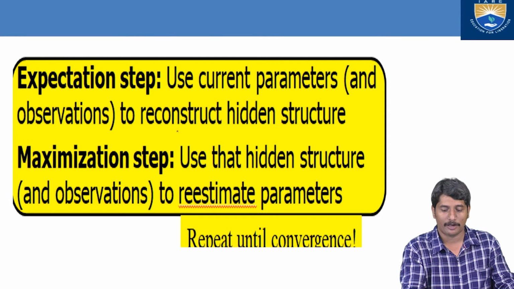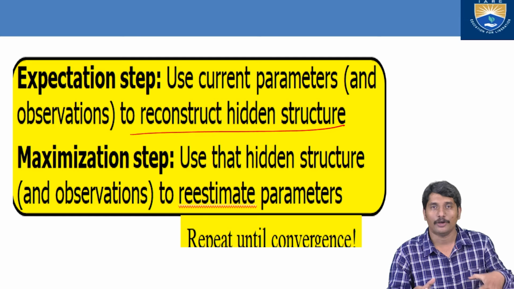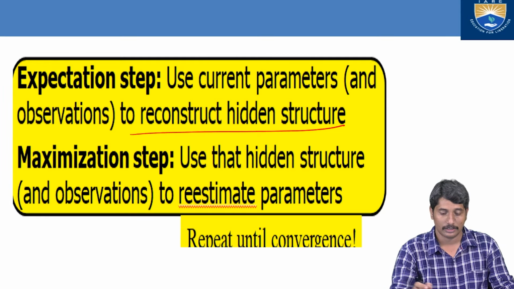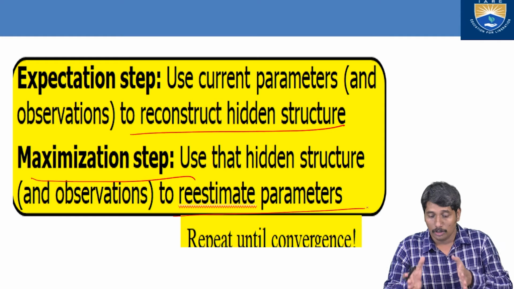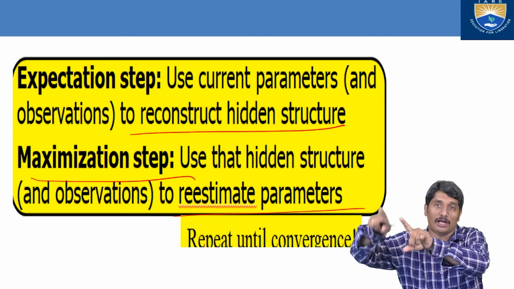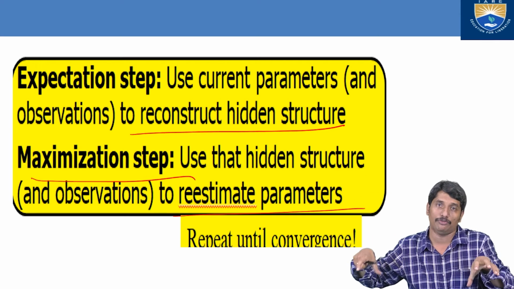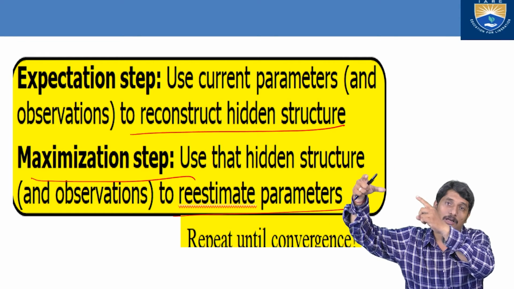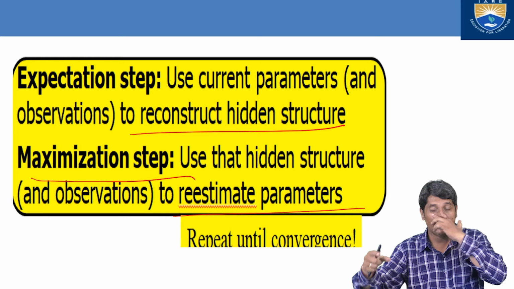Expectation step: use current parameters to reconstruct the hidden structure. Whatever is available, you have to utilize it, fill the gaps, and reconstruct the hidden structure. Maximization step: use that hidden structure to re-estimate the parameters. What you have built newly, use those blocks to improve the statistical formula you use to predict them. You improve that formula's parameters by using the newly found values of the missing features. And by again using the new parameters, again estimate the missing features. Then you will find an improvement up to a certain extent.